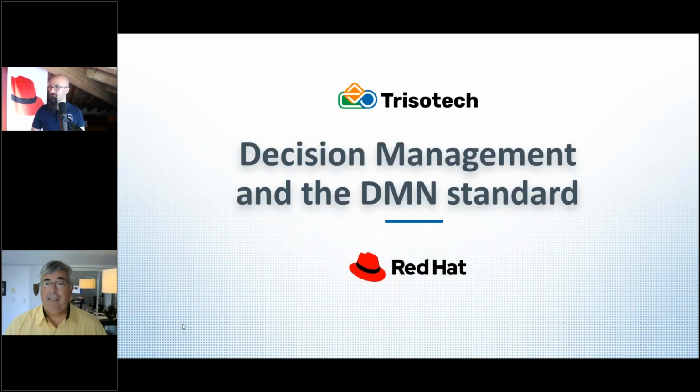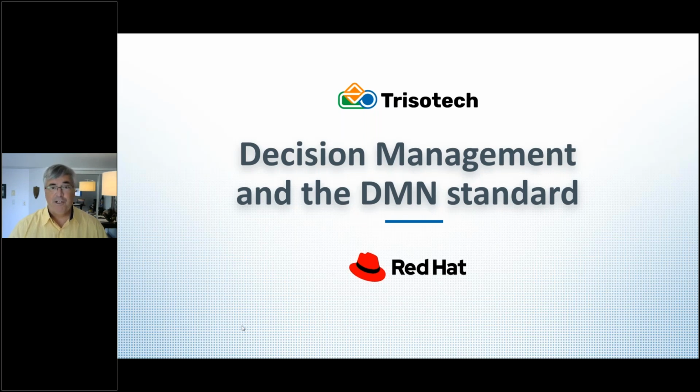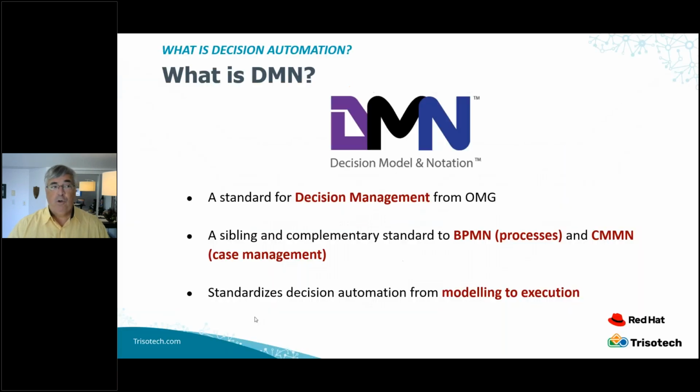Okay, so let me introduce you a little bit to what is decision management, and more particularly, what is the DMN standard. So DMN is a standard for decision management from the Object Management Group, OMG. And basically, it's a standard to standardize decision automation from modeling to automation. So we cover everything from capturing the specification of the decision to the automation of the decision. DMN was created in complement to BPMN, which is more known maybe, the Business Process Model and Notation, and CMMN, the Case Management Model and Notation.